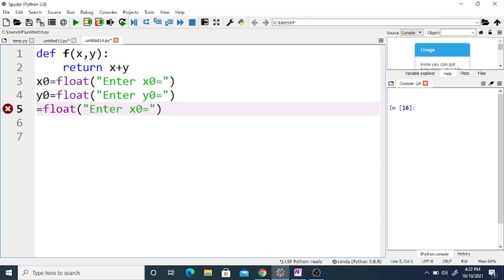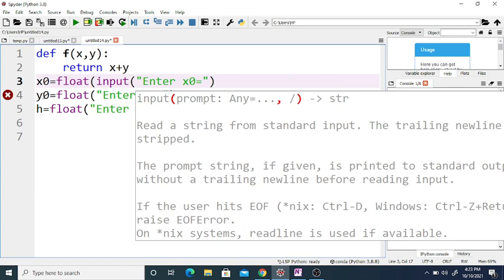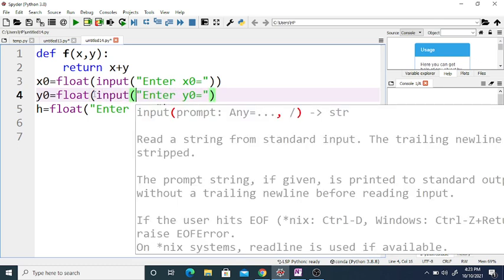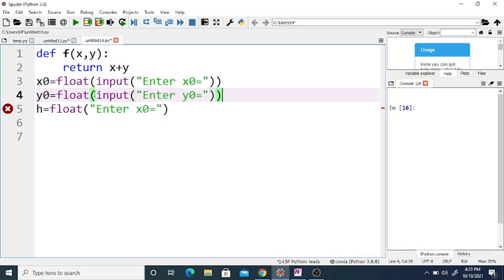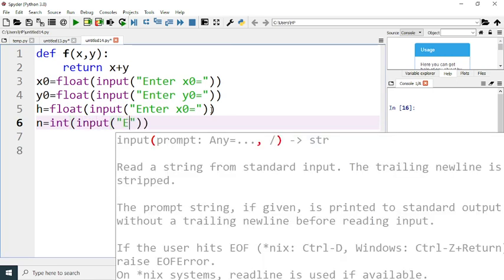Input h, where h is equal to float input. Again, next we want to enter n also. So n is an integer number, so integer input, enter n.